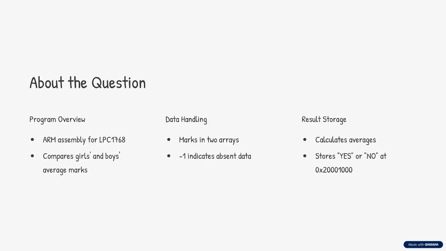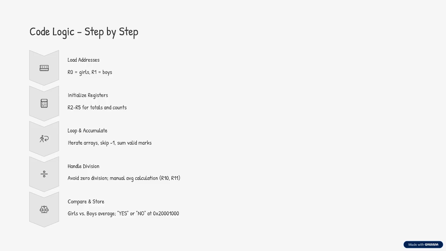This program is written in ARM assembly for the LPC1768 microcontroller. It compares the average score of boys and girls, handles data in arrays, and stores the final result, either yes or no, at memory address 0x20001000. Let's go through the logic step by step.